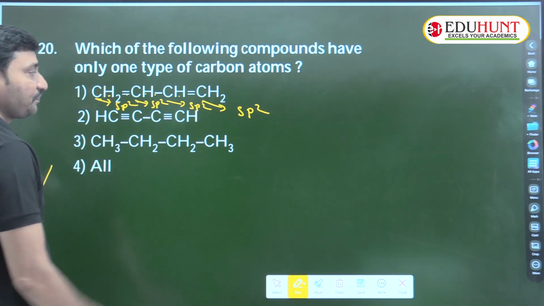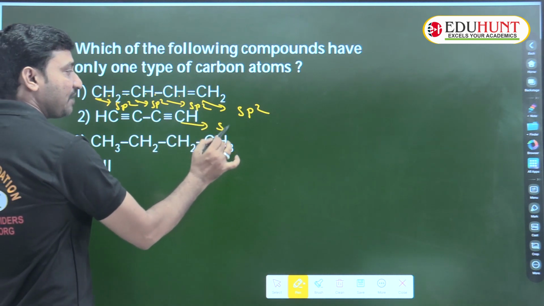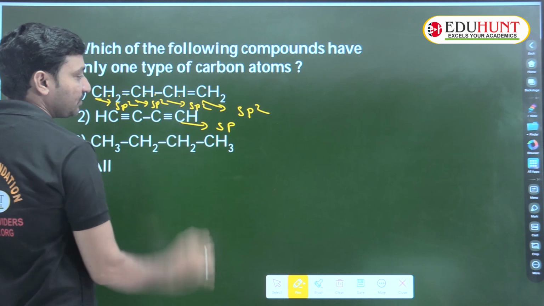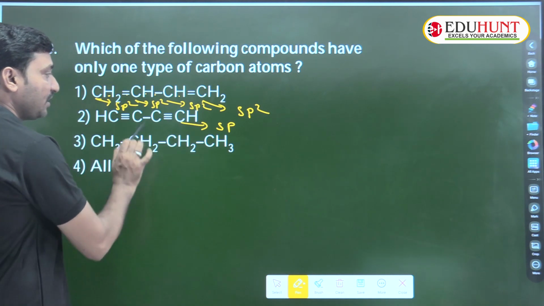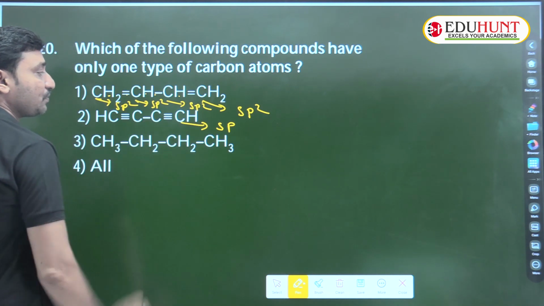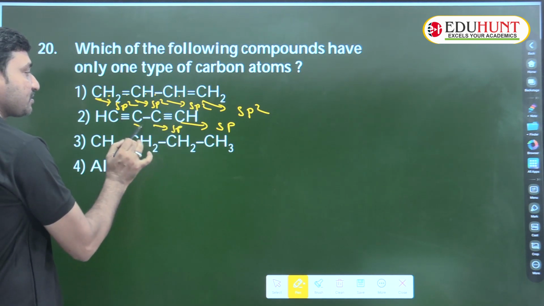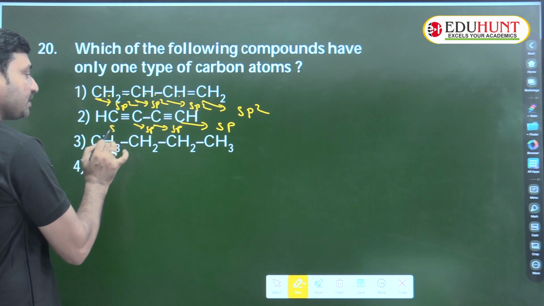Next, here this carbon is sp hybridized, right? Why? Because around this carbon atom there are 2 sigma bonds, 1 plus 1, 2 sigma bonds, sp. This carbon atom 1 plus 1, 2 sigma bonds, sp. This carbon also sp hybridized.